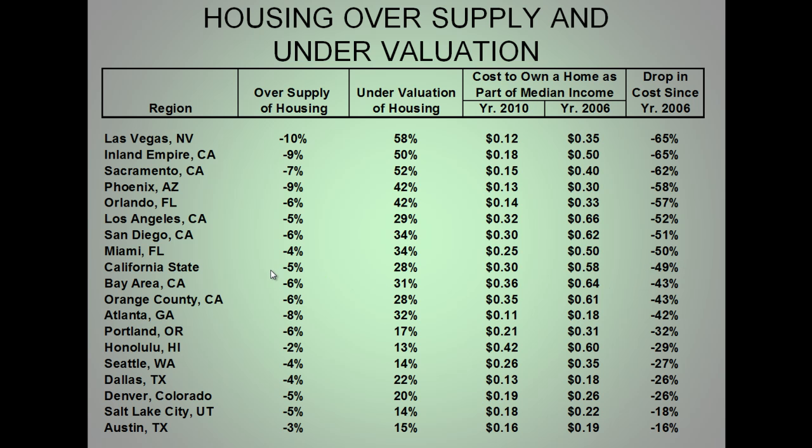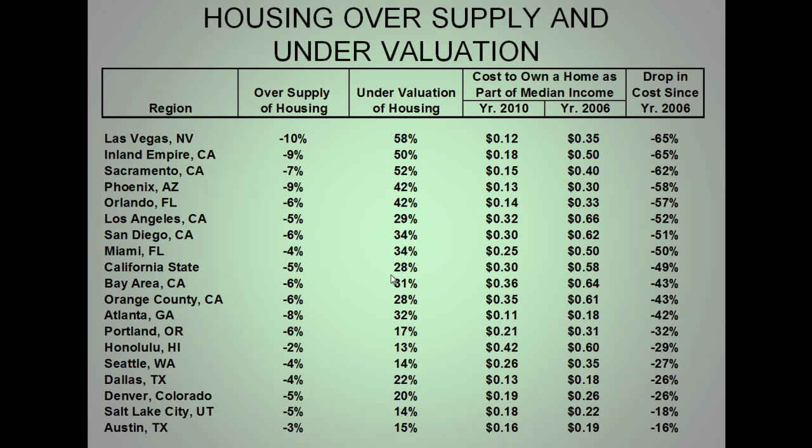What you can see is that overall California State is about 5% oversupplied. That's not necessarily because we're building too many homes. We're actually building very few homes right now. It's mainly a reflection of the number of jobs we've lost during the past several years.